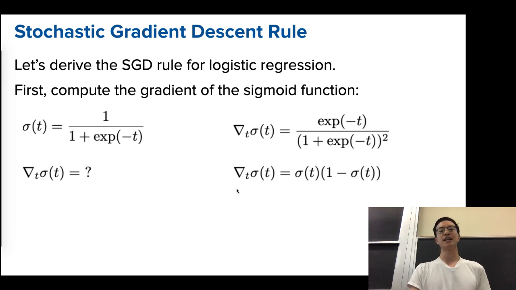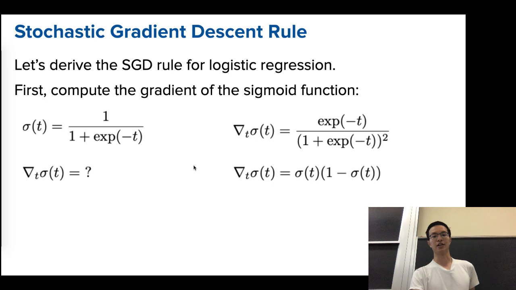Or you can work backwards. I can just claim this is true, and then you can plug in sigma of t into these components of this expression here. And if you simplify the expression, you'll get back this expression here. Okay, but these two things are equivalent. And it turns out that the gradient of the sigmoid can be expressed in terms of the sigmoid itself. So we have an expression here that just so happens to be conveniently expressible in terms of the sigmoid function originally.